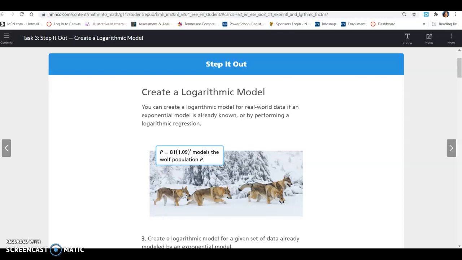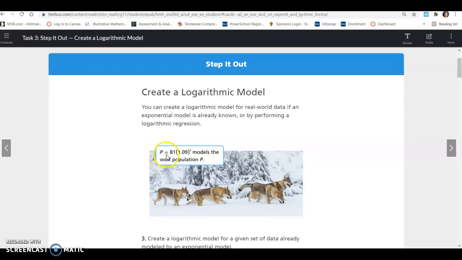All right, guys, lesson 9.3, task 3. It says to create a logarithmic model. You can create a logarithmic model for real-world data if an exponential model is already known, or by performing a logarithmic regression. We're going to do that again using the calculator.